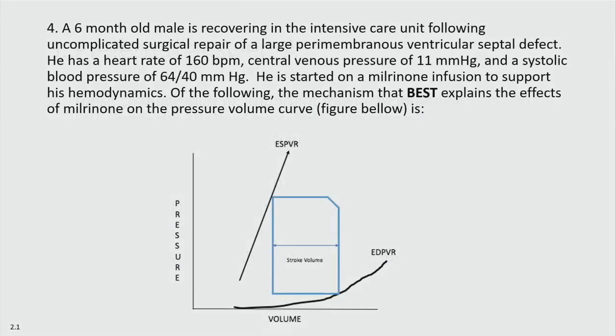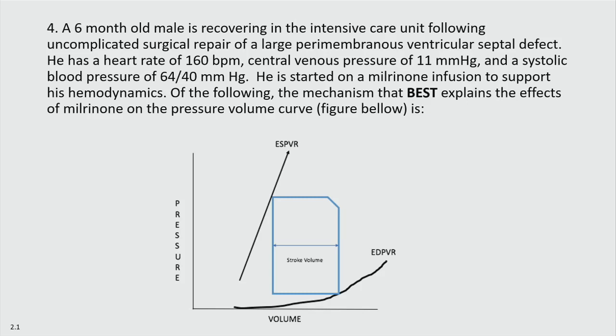So, a lovely pressure volume loop. A 6-month-old male is recovering in intensive care following an uncomplicated surgical repair of a large perimembranous ventricular septal defect. He has a heart rate of 160 beats per minute, central venous pressure is 11, and the systolic blood pressure is 64/40 millimeters of mercury. He was started on a milrinone infusion to support his hemodynamics.